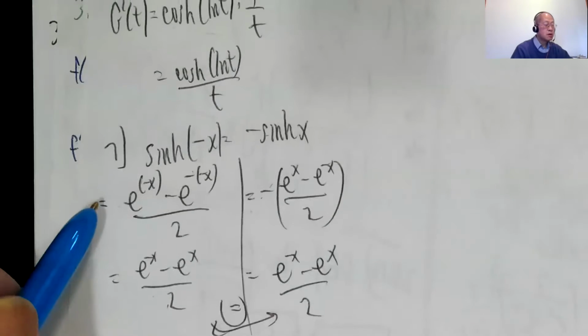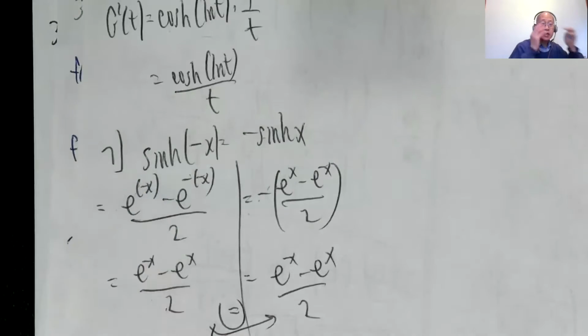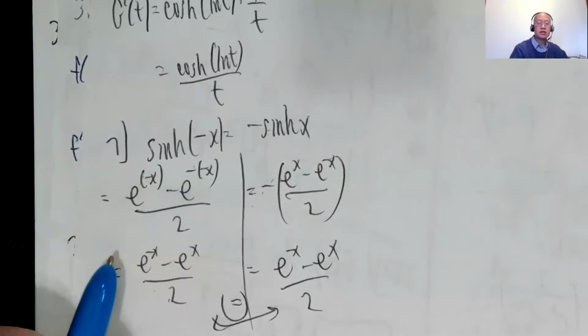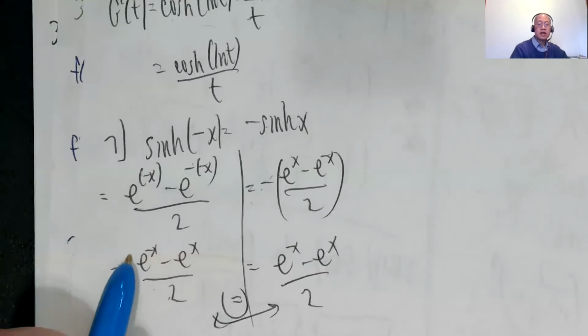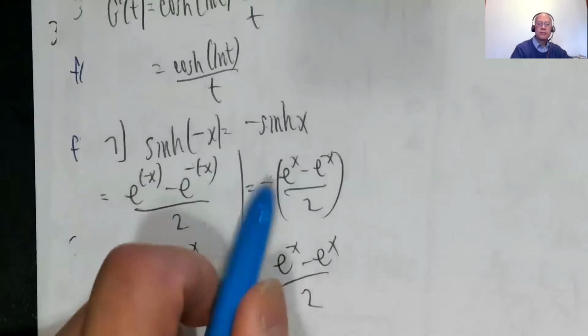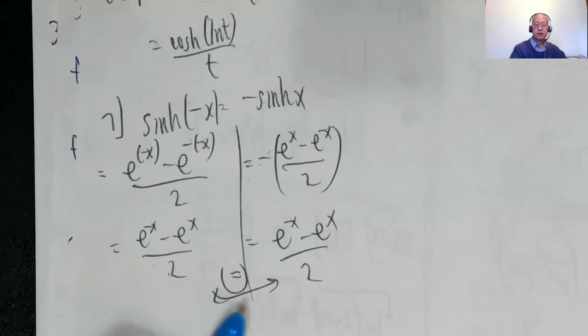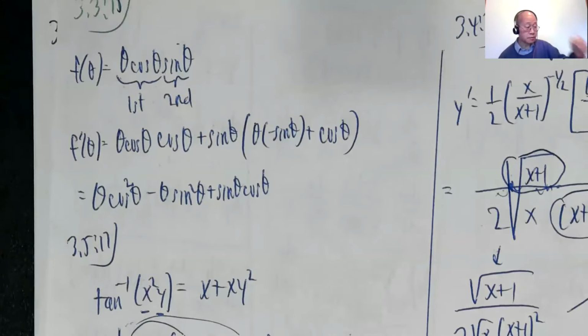Okay, number 7. Prove that sinh of negative x is negative sinh x. This is e to the negative x minus e to the x, all over 2, which comes out to be e to the negative x minus e to the x over 2. The opposite of this, I can just turn these around. I have e to the negative x minus e to the x over 2, and there we are, the same thing.